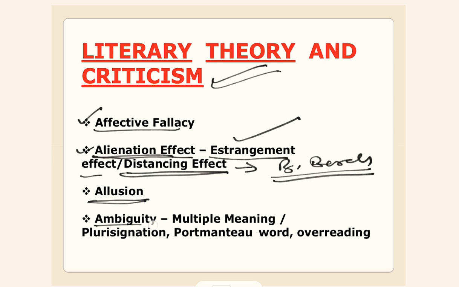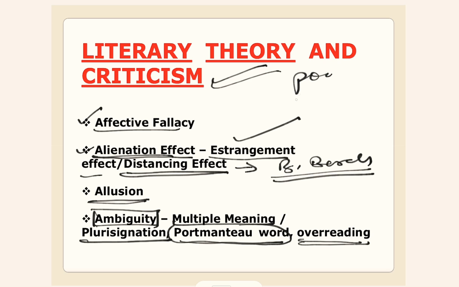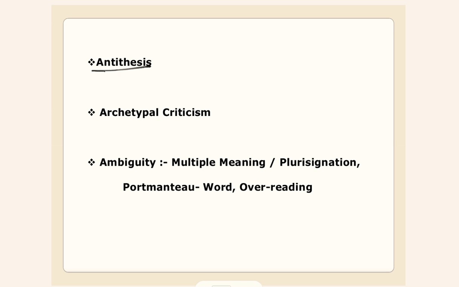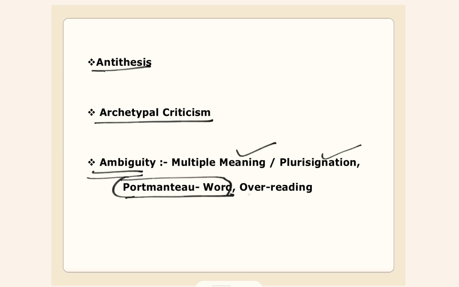Illusion, ambiguity. Here it means multiple meaning, plural significations, portmanteau word, and overreading. These are all terms associated with criticism we use when we analyze any literary work, whether poetry or drama or fiction, in different contexts. Let's see. Antithesis, archetypal criticism, ambiguity once again, multiple meaning, plurisignation, portmanteau word or a new word, overreading.